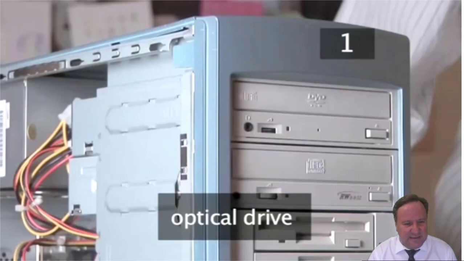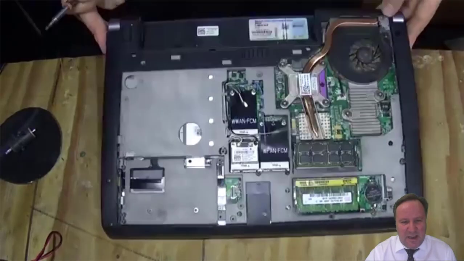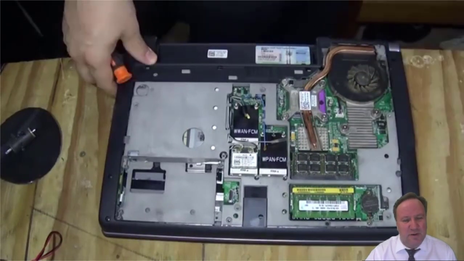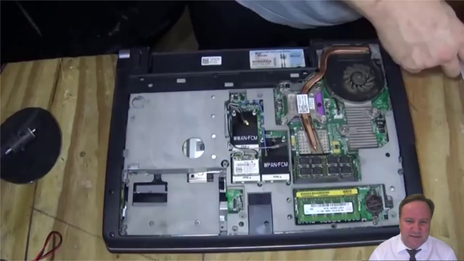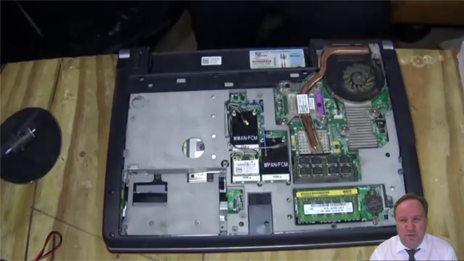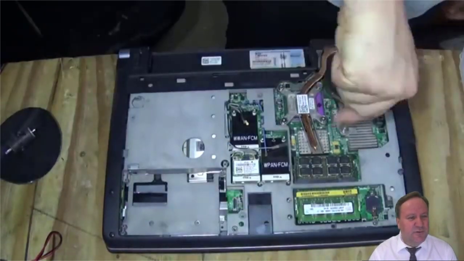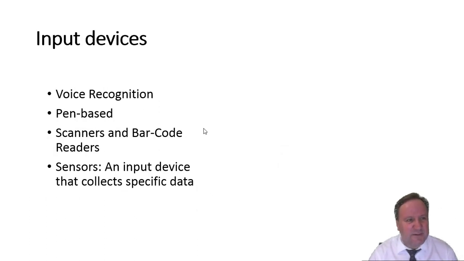This is the inside of a laptop here, which was broken apart into pieces. Again, this has all the information that the desktop had, all the devices, all the parts, but in a much more compressed way. And speaking of input devices, the most common one is the keyboard, where you can just type things into the computer, and you can of course use a mouse, or a touch screen in a restaurant environment, etc.